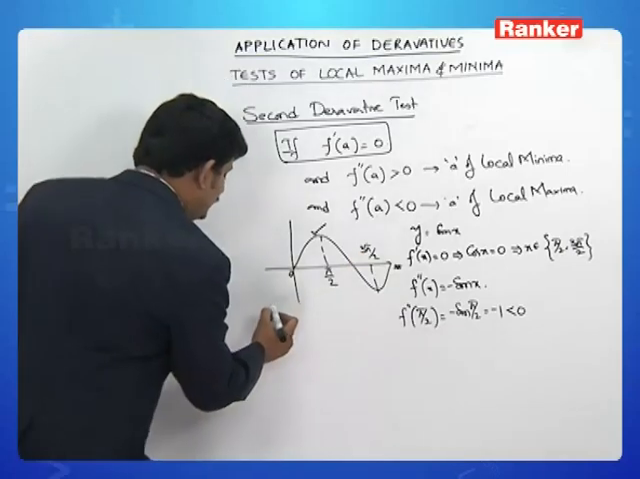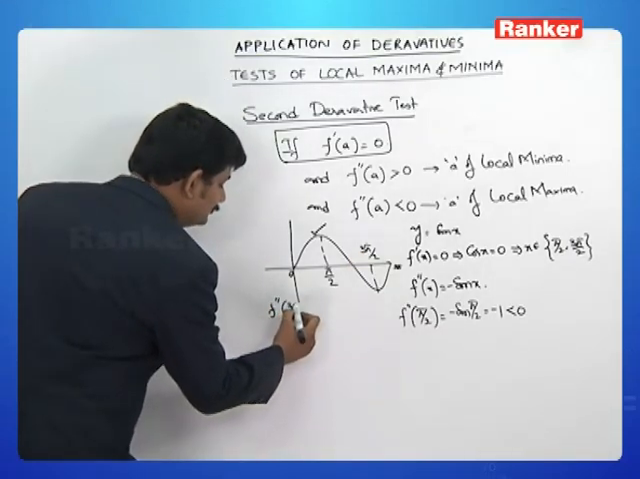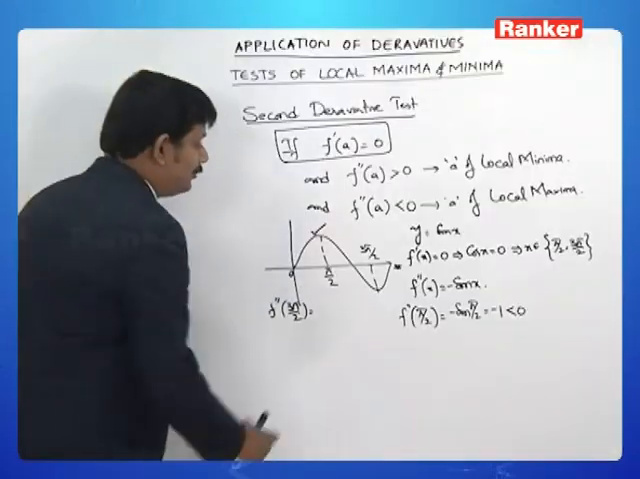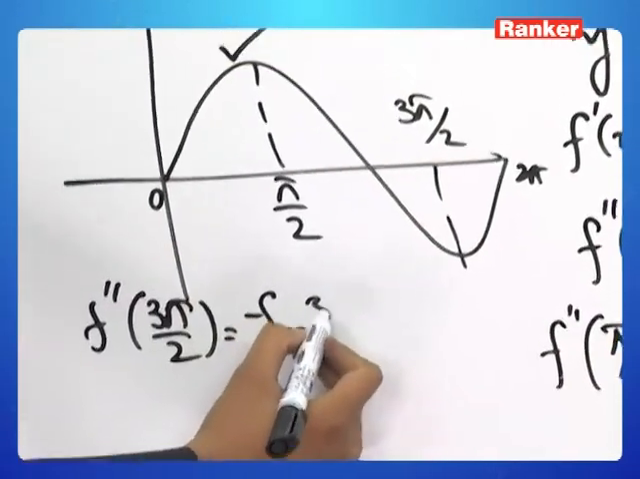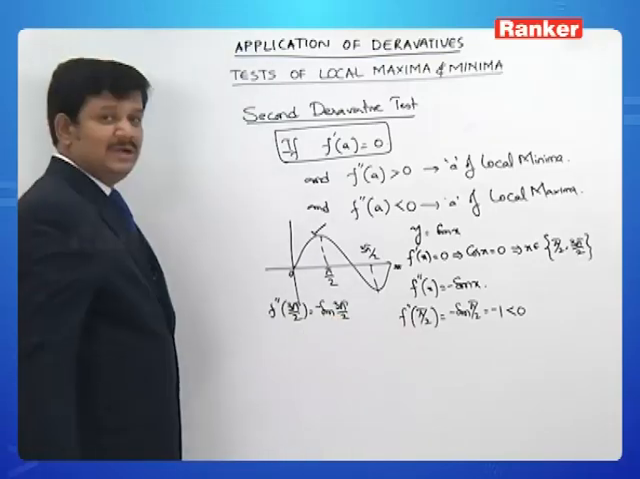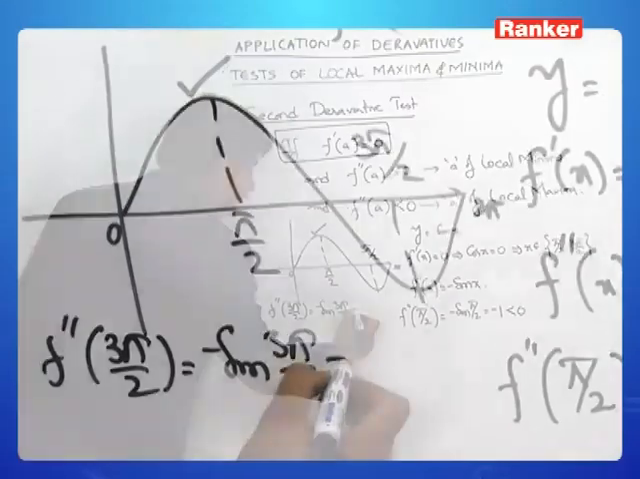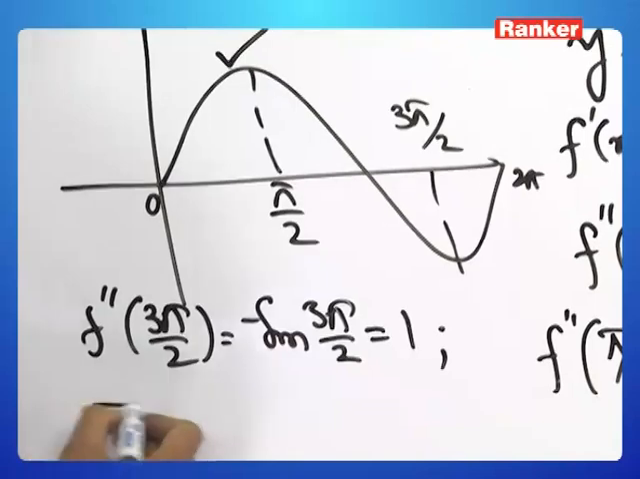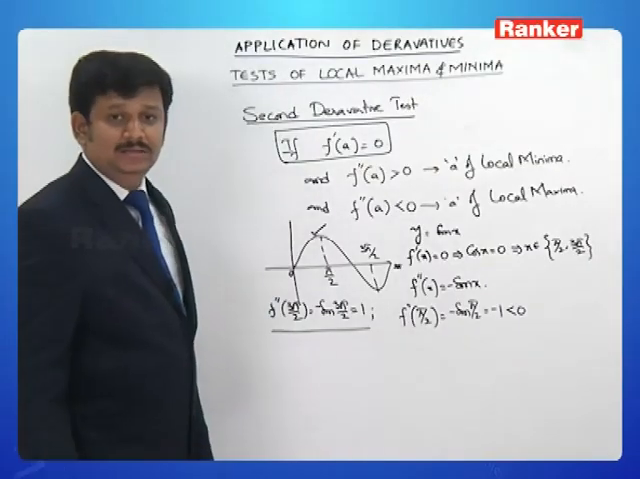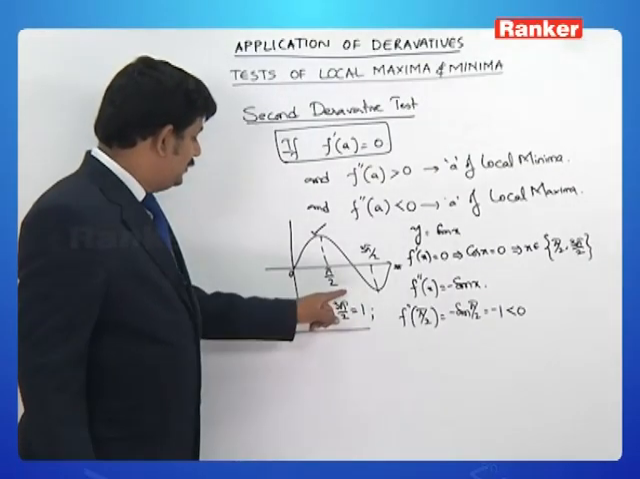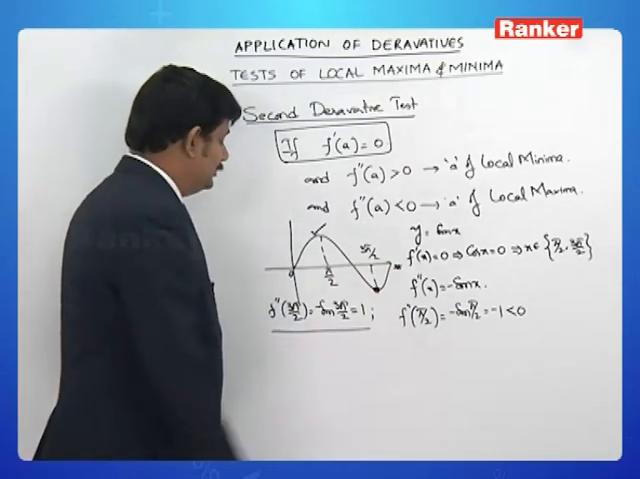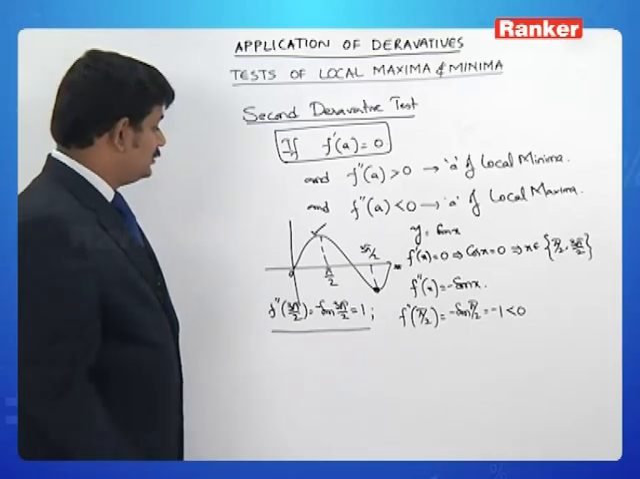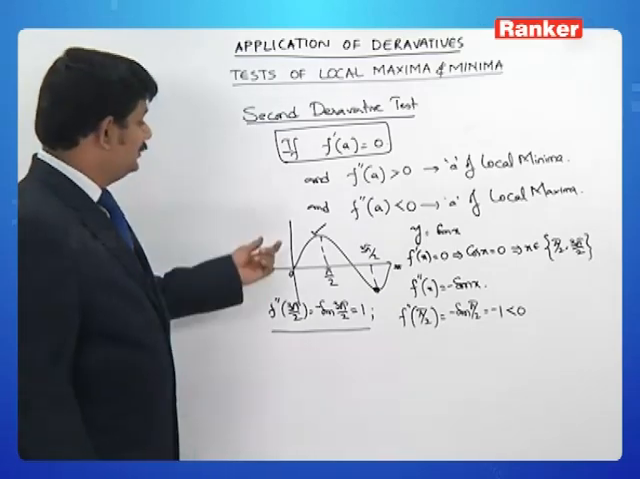And let us look at f double dash of 3 pi by 2. F double dash of x is minus sin x. Minus sin 3 pi by 2, sin 3 pi by 2 is minus 1, minus of minus 1, it is plus 1. So f double dash of 3 pi by 2 is 1, which is positive. So f double dash is positive, indicates this is a point of minima. So one is a point of minima and another is a point of maxima, and that is what we got from the graph as well.